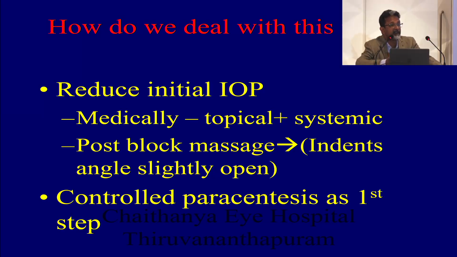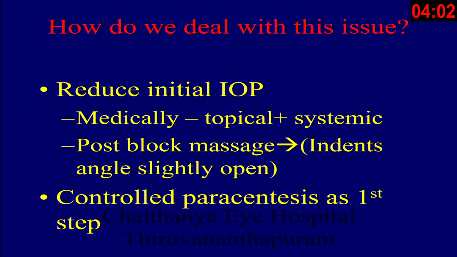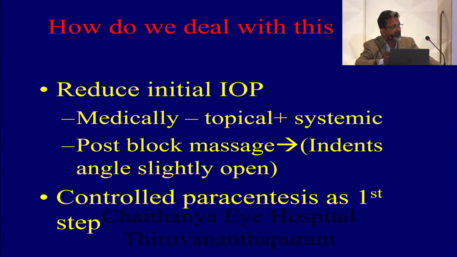So the management of this issue actually starts before the surgery. Reduce the initial IOP when you're opening the eye, medically, with topical as well as systemic medications, mannitol as required, Diamox as required. And post-block, the massage has to be given. It does indent the cornea, and when you indent the cornea, whatever angle can open up will open up, and that also helps in reducing the IOP. And the first step in trab in angle closure should be a controlled, slow, deliberate paracentesis, which decompresses the eye very slowly. Don't stab straight in, go halfway with the blade and wait for one drop to leak out before you complete the paracentesis.